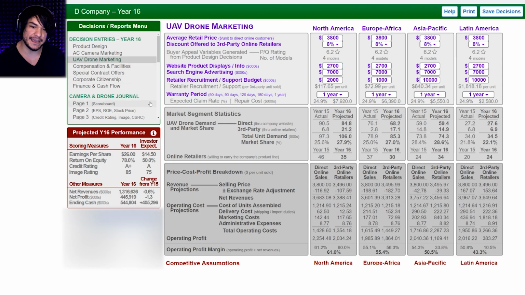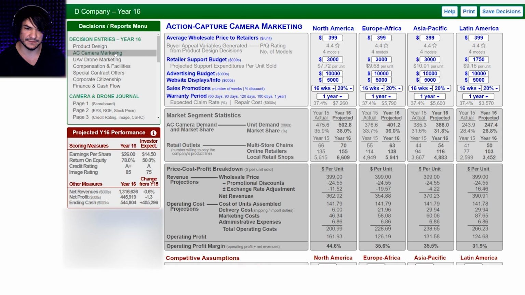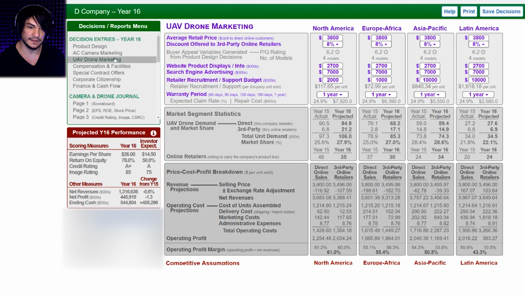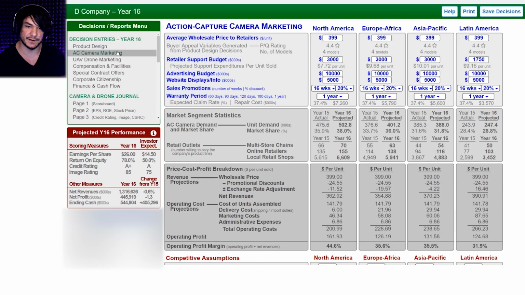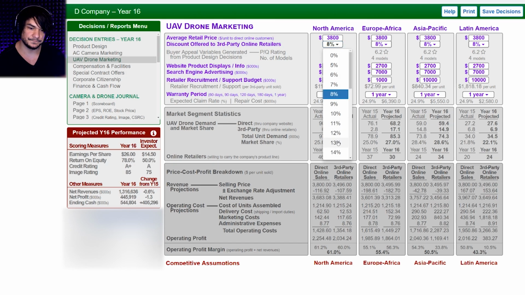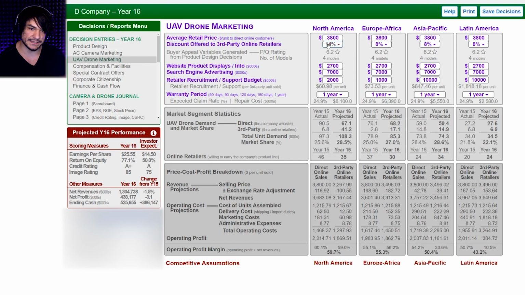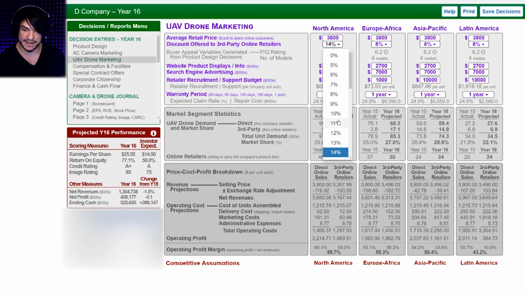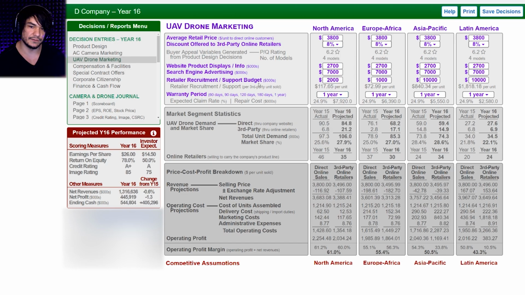So anyway, next page, pretty much the exact same thing: the drone marketing. Really similar layout. I think the only difference is the sales promotion, the discount offered to third-party online retailers. This goes hand in hand. The discounts offered to third-party retailers help drive demand, but they cut your profit margins. If we put it at 14%, it really drops our net profit. So you really have to play around with the variables in that regard.